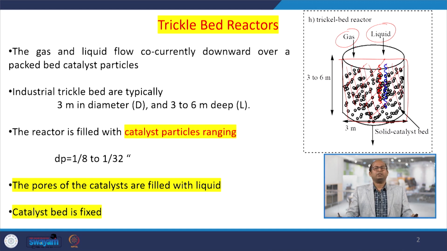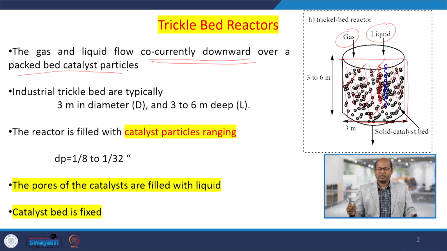When gas and liquid are passed through the reactor inlet, they flow co-currently downward through this packed catalyst bed. Here the gas and liquid are the reactants, and inside the catalyst bed there are some pores available. Through those pores the reactant molecules will pass, interact with the catalyst particles or solid particles, reactions will take place, and then the product will come out of the reactor along with unreacted reactant components.